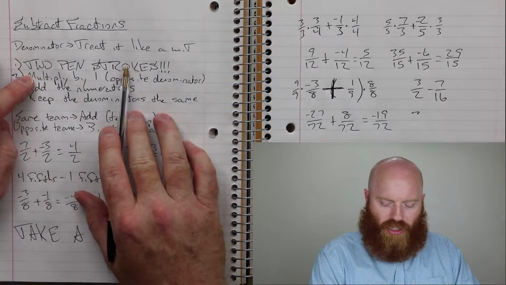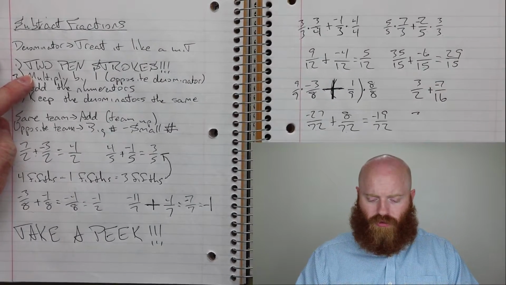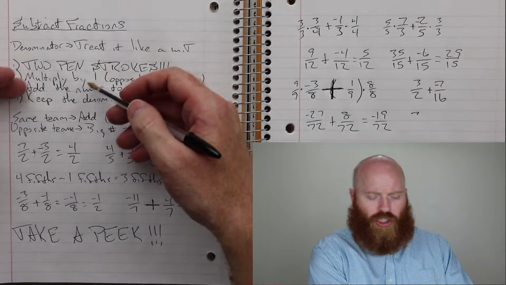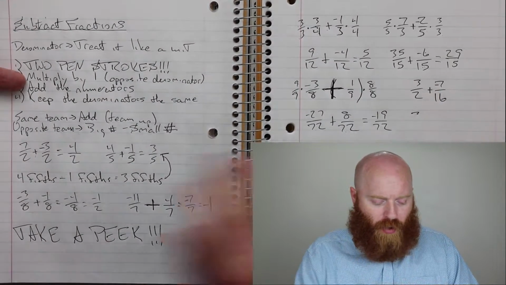Well, step number 1, 2 pen strokes. Won't make that mistake again. So 2 pen strokes. 1, 2. That's an easy step. Don't look at all this. Oh, all this hard work. What the heck? That was so easy. And we're done. Multiply by 1 on the opposite denominator.